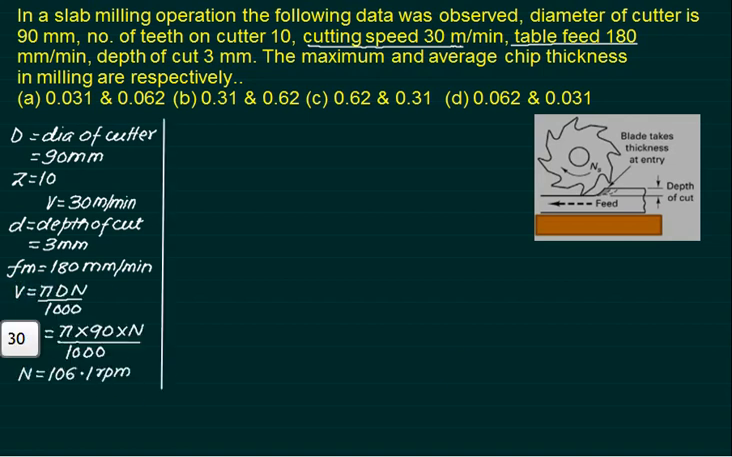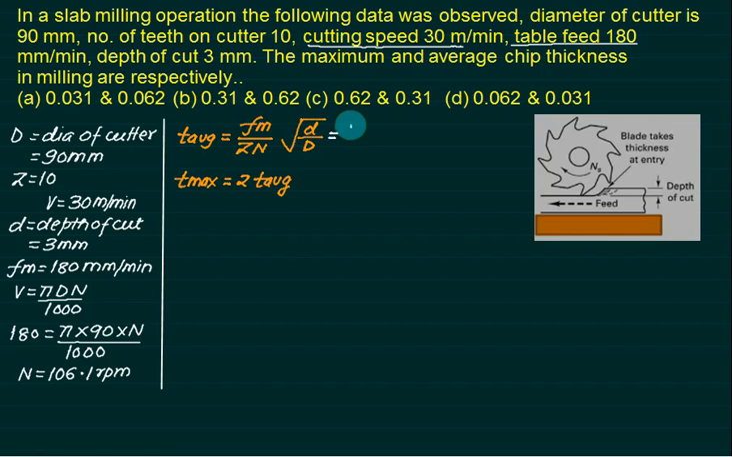T average is given by Fm divided by ZN, into under root of depth of cut upon the diameter of cutter, and Tmax is equal to 2 times T average. So we'll calculate T average first. Fm is 180, Z is 10, N is 106.1, depth of cut is 3 and diameter is 90. So this answer is 0.031 mm. So the maximum thickness will be 2 into 0.031, which is 0.062 mm.